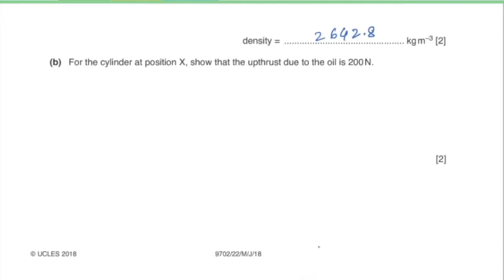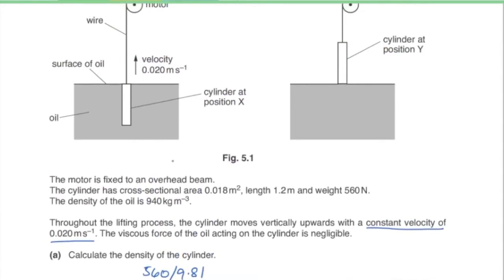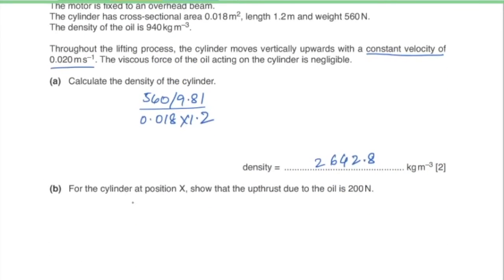Part B, for the cylinder at position X, show that the upthrust due to the oil is 200 newtons. To find the upthrust force on the cylinder by the oil, we first need the pressure due to oil on the cylinder. The pressure of a liquid can be found using the formula density times 9.81 times height. The density of oil is 940 kilograms per meter cubed, multiplied by 9.81, and the depth at position X is 1.2 meters. This gives us 11065.68 pascals of pressure due to oil on the cylinder.